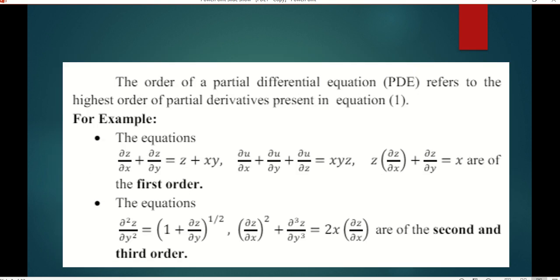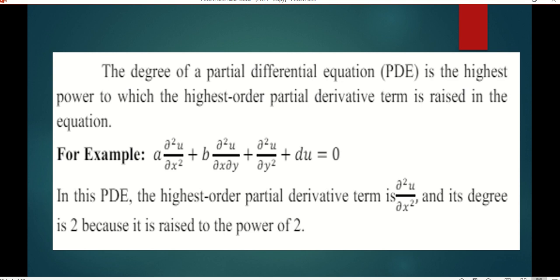So next we see about the order of the partial differential equation. The order of the PDE refers to the highest order of the partial derivatives present in that equation. Suppose if we consider the first equation, here ∂z/∂x and ∂z/∂y are present. So the first derivative occurred, so we can say that it is a first order equation. In the second equation, that is ∂²z/∂y² equal to (1 plus ∂z/∂y) whole power 1/2, the highest derivative occurred in that equation is 2. So, this is of order second.